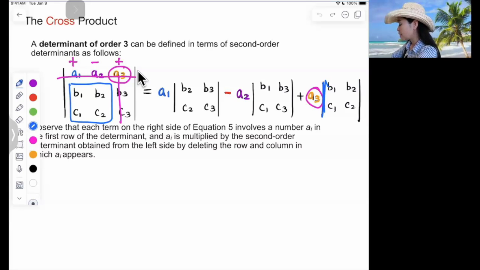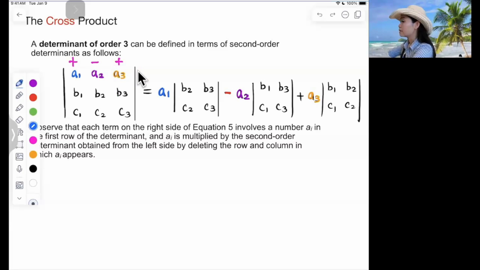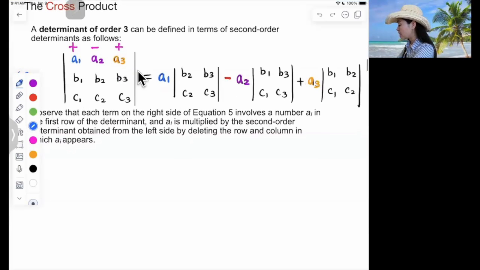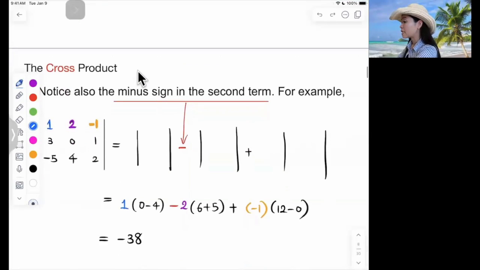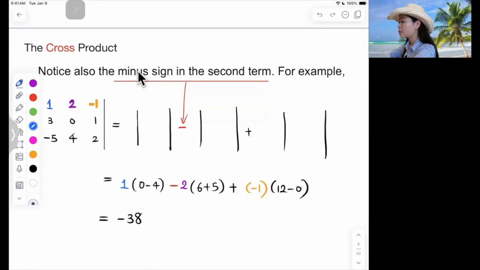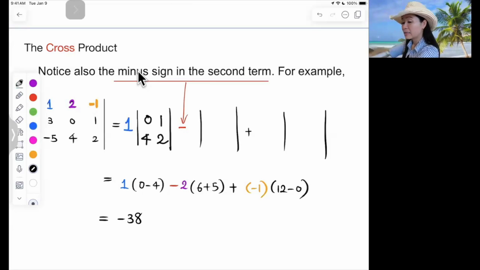Question? So that's how you get the determinant of a 3 by 3 matrix. This is going to help us. So let's try this example. What will be the determinant of this 3 by 3 matrix? We take 1, and then times the determinant of what matrix? 0, 1, 4, 2, right? And then the second one, remember, has a minus sign. 3, 1, 5, and 2. So it's minus 1.